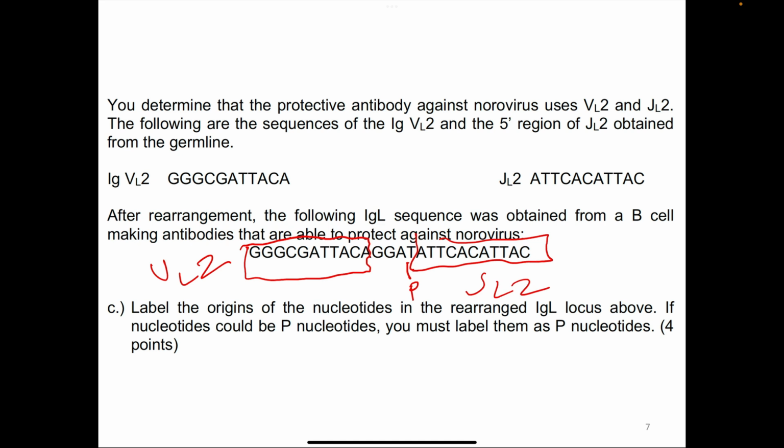Who would the A have gone with? This T. Could A go with T? Yeah, so that could be a P nucleotide. All right. What about the G? So the G we're testing, could it go with the T? No. So we're done with P nucleotides on that side.